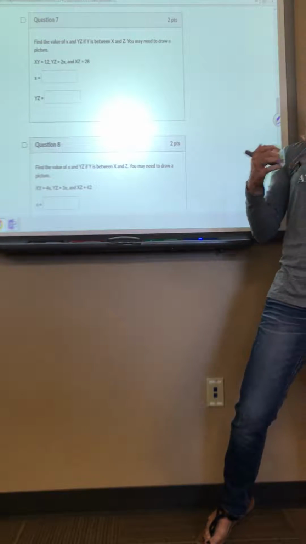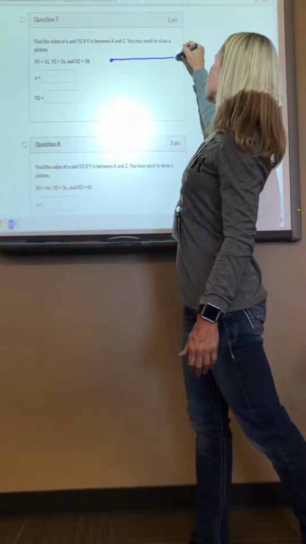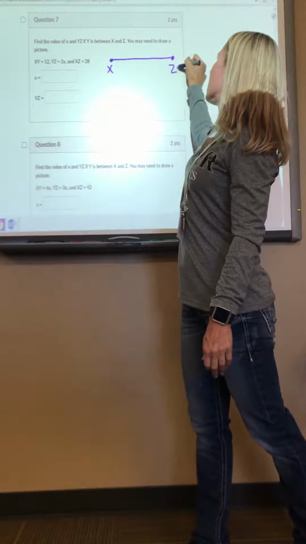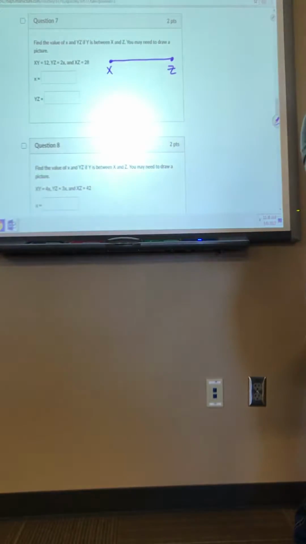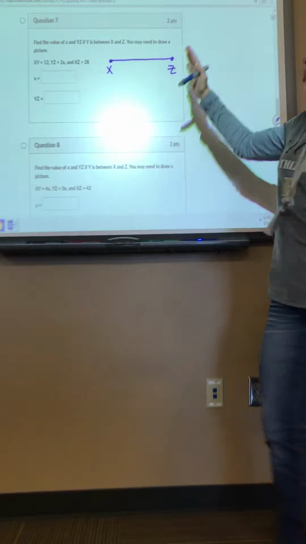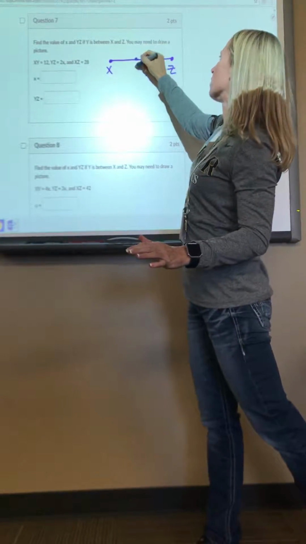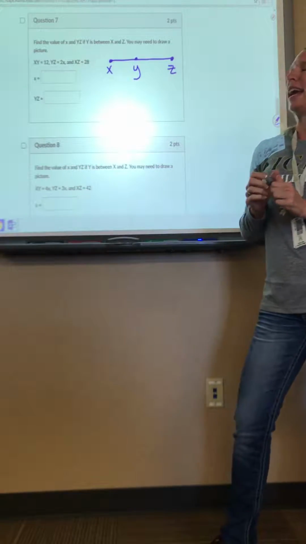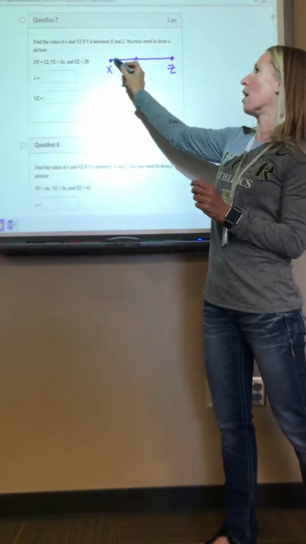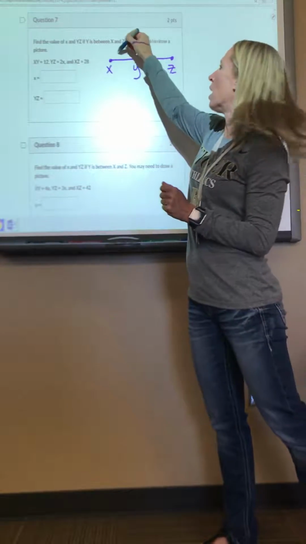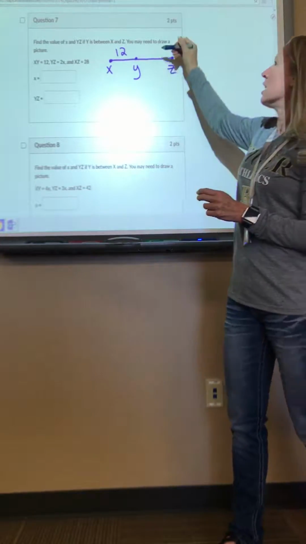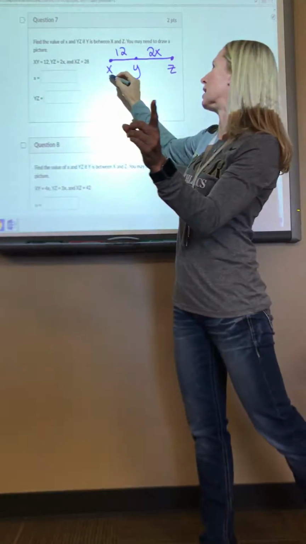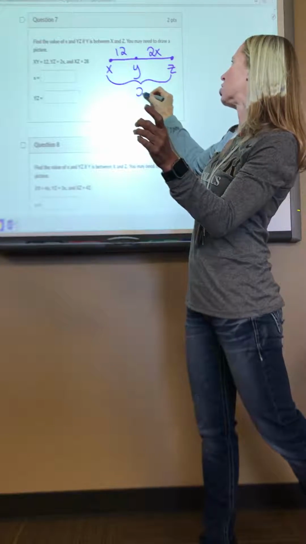and Z. So on your scratch paper, you're going to want to draw a segment, label it X and Z, and Y is somewhere between. It doesn't matter where. We just put Y somewhere between. Make sense so far? XY is 12. So do you see where XY is? What am I going to put there? 12. YZ is 2X. And this time it says XZ, the entire thing is 28.